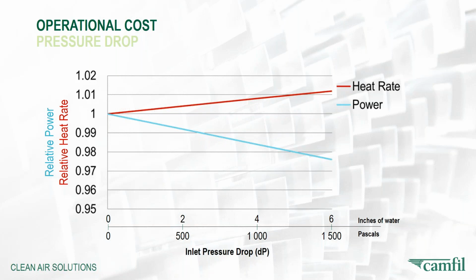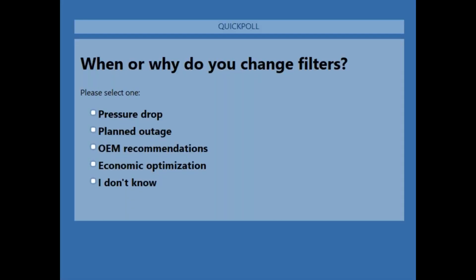So this brings us to our third polling question, which is, when or why do you change your filters? Do you change them on pressure drop, on a planned outage, based on a turbine manufacturer or OEM recommendation, as a matter of economic optimization, or you're not sure? If you take a moment to respond to those, that would be good. And Tom, do you want to comment on the concept of economic optimization?